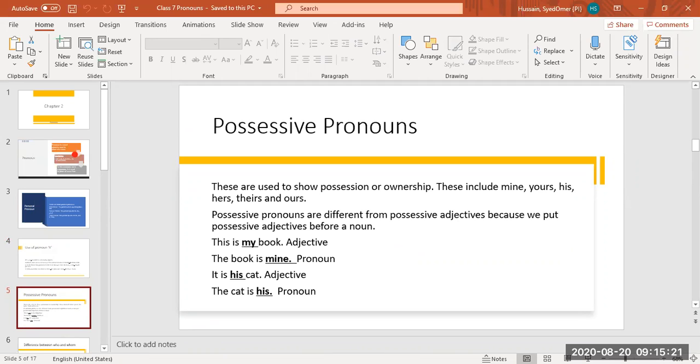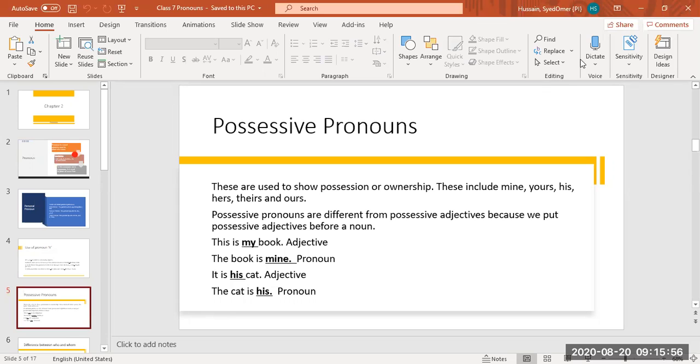Possessive adjectives are put before a noun, whereas we put possessive pronouns after a noun. In the examples, you can see: this is my book. The book is mine. It is his cat. The cat is his. When we have put it before a noun, like before book, before cat, these are possessive adjectives. And where we have put it at the end, these are possessive pronouns.